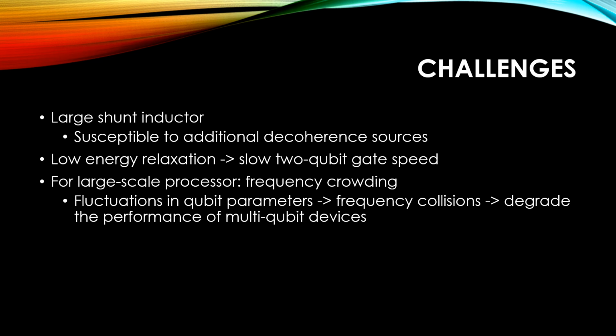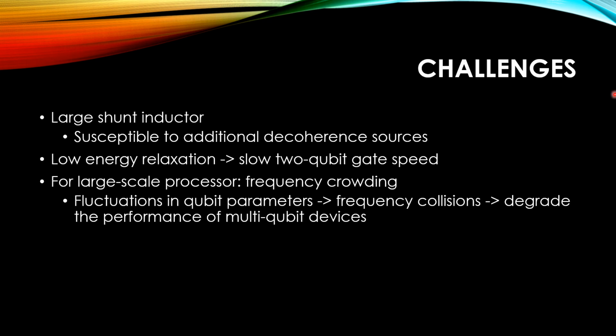First, we have the large shunt inductor problem. This large inductor is very easily influenced by additional decoherent sources. Therefore, we can see Fluxonium qubits need to be operated at a much lower frequency than a typical transmon qubit to reach a comparable coherence time. Second, we have the low energy relaxation. Because the suppression of energy relaxation at low frequency is often accompanied by a slowdown of the 2-qubit gate speed. That's why it's very bad.